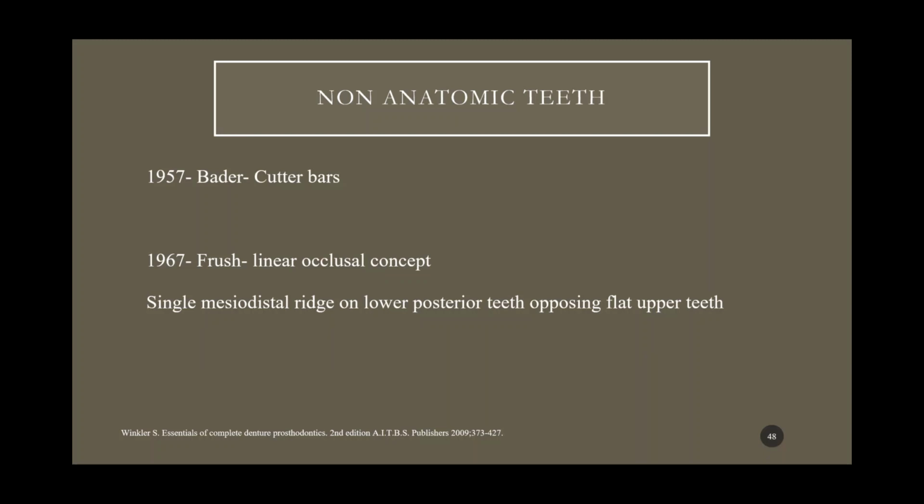Then in 1957, Bader designed cutter bars. The cobalt chromium metal cutting bar was placed on the occlusal surface of the lower posteriors, and they opposed flat porcelain teeth. In 1967, Faraj designed the linear occlusal concept. In this, a single mesiodistal ridge was placed on the lower posterior teeth opposing the upper teeth.